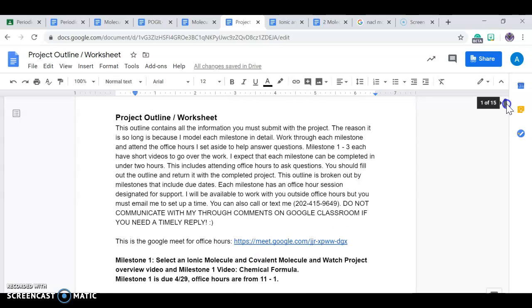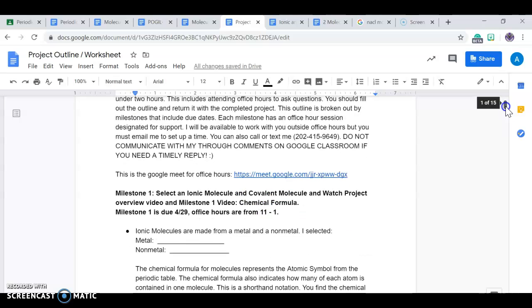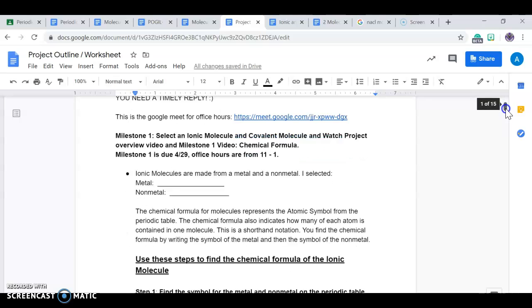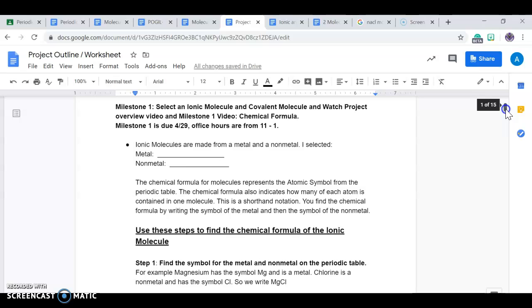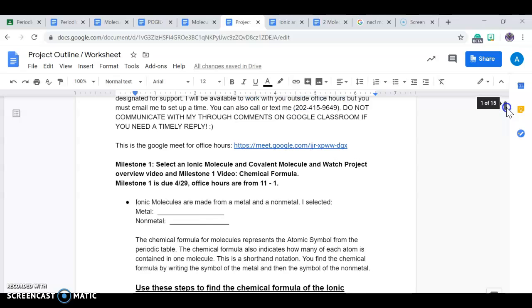I walk through it, right? So there's basically 3 milestones to this project. Really 2, because the first milestone is just chemical formula. Second is Lewis structures. And then the third is you filling in details about them. So it's not a lot of work, but it's a lot of information.